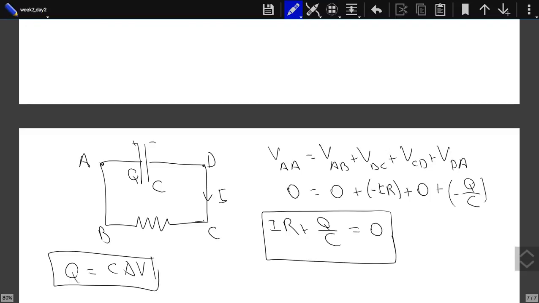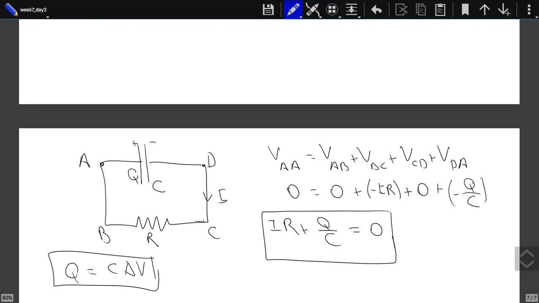Now, we have these two unknowns. We don't know I, we don't know Q, and we know that if we connect the capacitor, the charges will just flow so that it will neutralize the plate. So there will be a current running through this resistor. Well, let's just call it R. And Q will be time dependent. Q will change in time. Well, since Q is changing in time, I should also change in time.